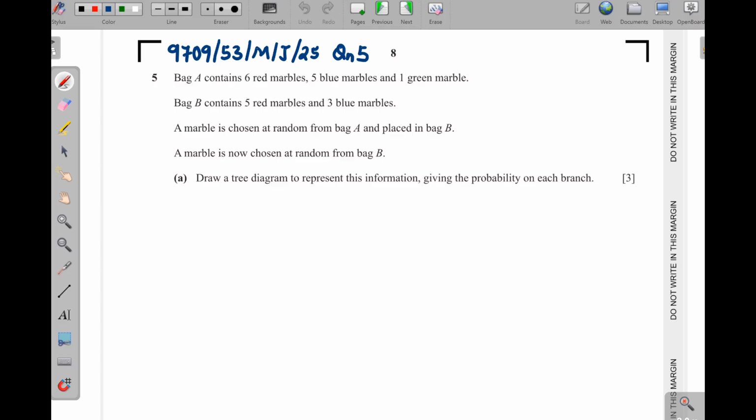This is paper 97001/53 for May-June 2025, and this is part 2 for questions 5 to 7. Question 5 is coming from basic probability.